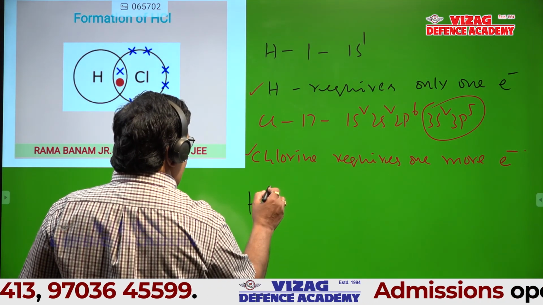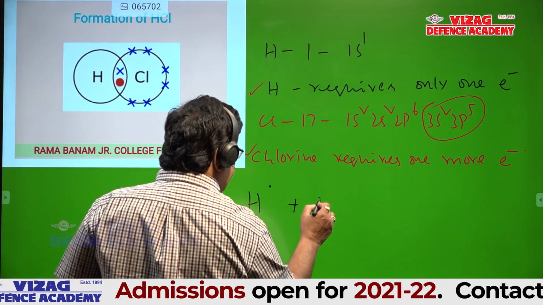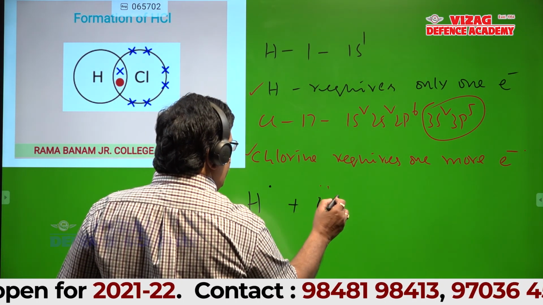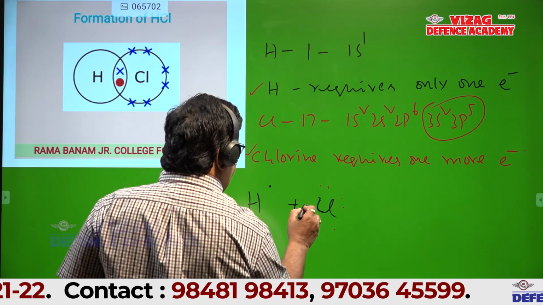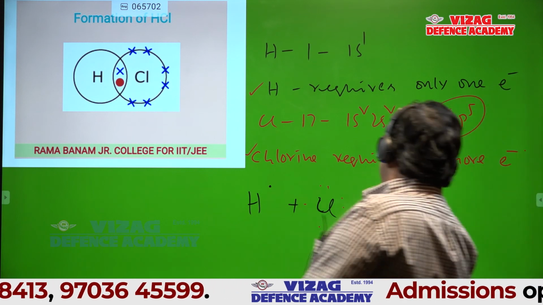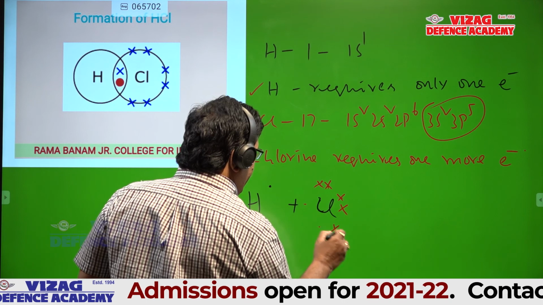Hydrogen having 1 electron, chlorine having 7 electrons. Is it okay? Or I'll write like this. I'll represent chlorine electrons with a cross.